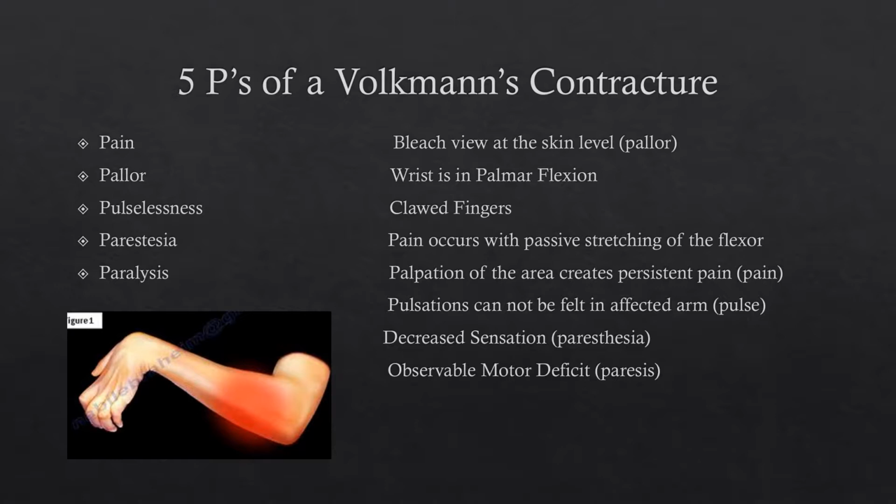It can cause a bleached look at the skin level, which is pallor. The wrist is in palmar flexion, with clawed fingers. Pain occurs with passive stretching of the flexors. Palpation of the area creates persistent pain. Pulsations cannot be felt in the affected arm. Decreased sensation, and then observable motor deficits.